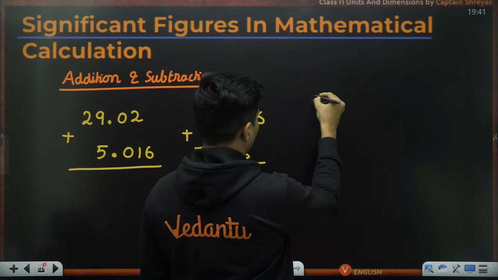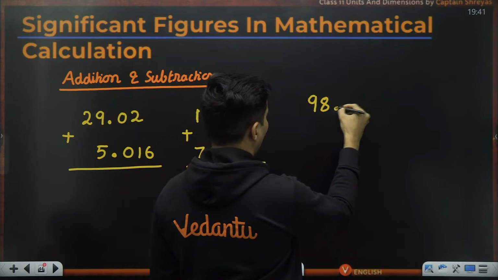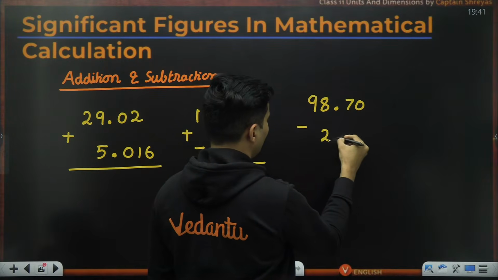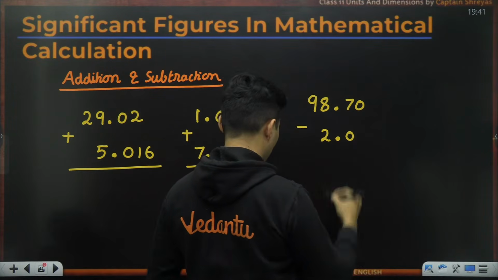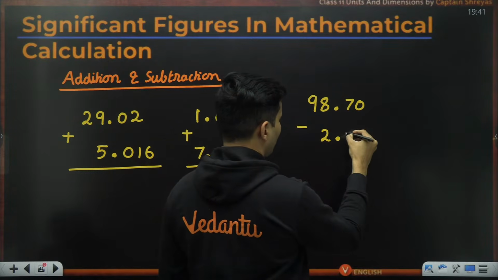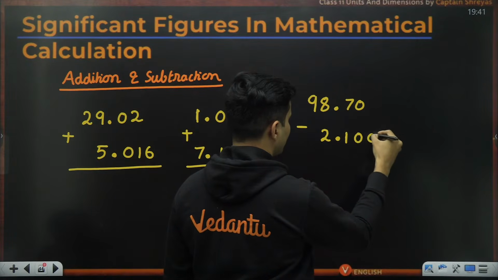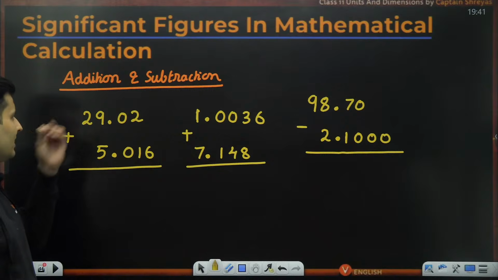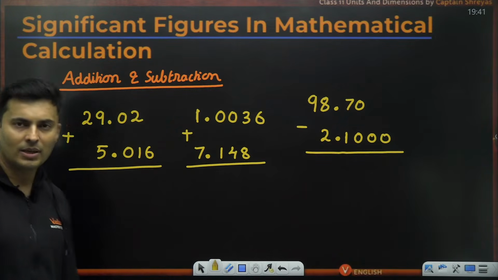Versus 98.70 minus 2.1000. What will you do in this case? So these are all additions and subtractions, like you can see.